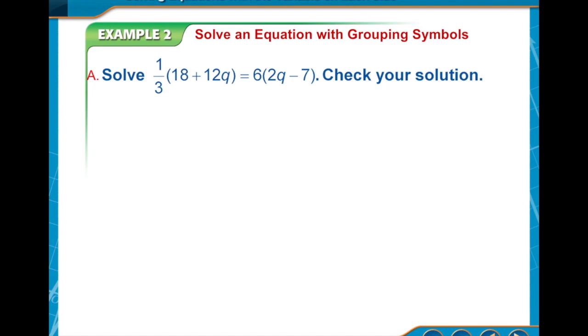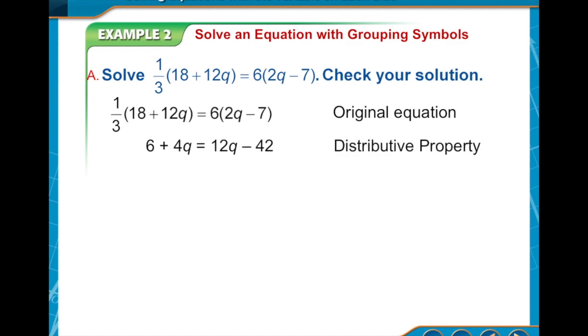So 2A, we see here we have the variable q. It's on both sides of our equation. So we're going to have to simplify, use our distributive property, move some things around, and solve for that variable. The first thing we have to do is make sure we have our original equation. Once we have that, we now need to distribute everything that's there. I know 1/3 of 18 is 6. 1/3 of 12 is 4. Here 6 times 2 is 12q. And 6 times 7 is 42. So we distribute all of those things.